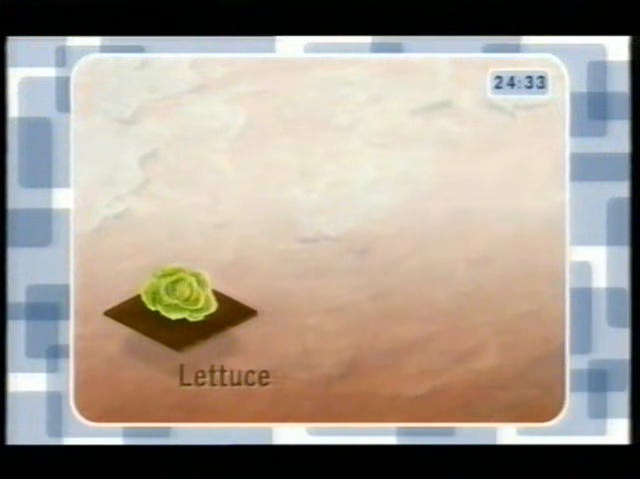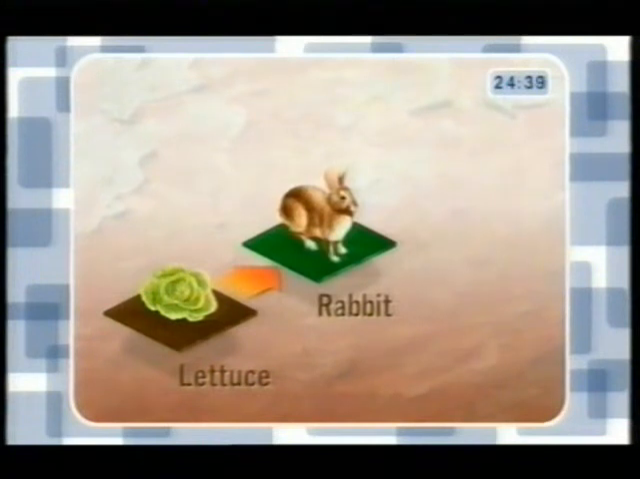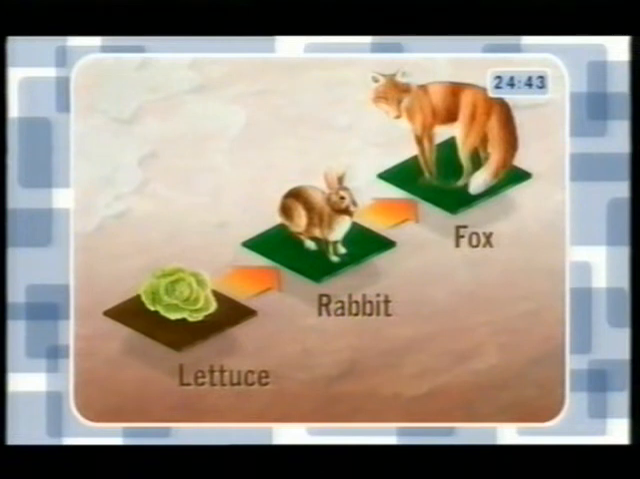Lettuce are producers. They convert the sun's energy into glucose. Some of the energy in the lettuce is passed on to the rabbits. Some of the energy in the rabbits is passed on to the foxes at the top of the food chain. Rabbits and foxes are consumers. Remember, the arrows always show the direction of energy flow.